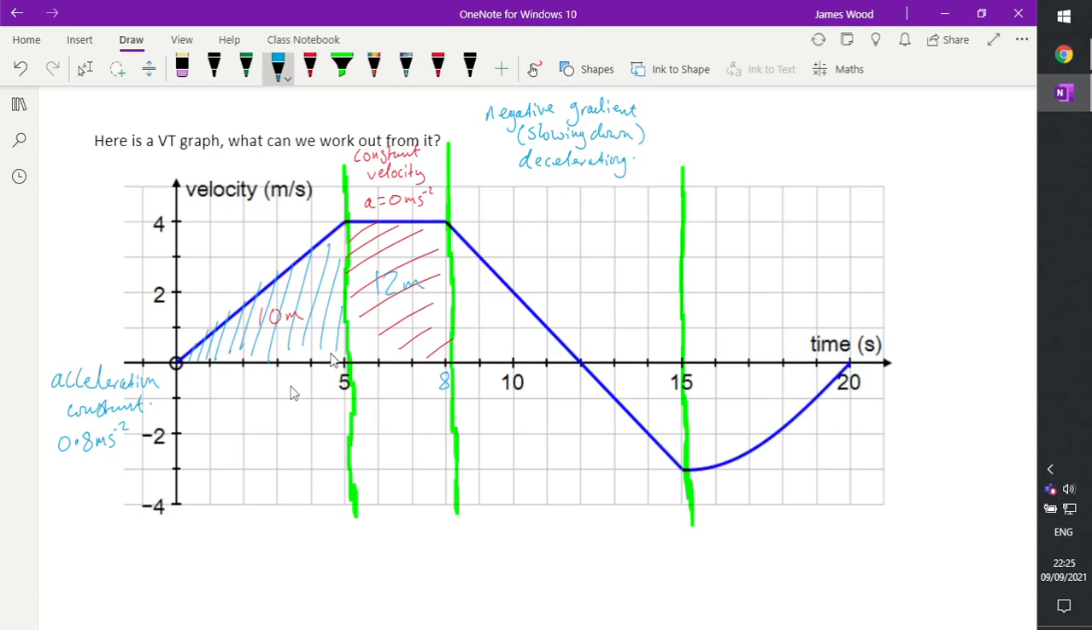Okay, maybe let's calculate what that is. So it goes from 4 all the way down to -3. So that's a change of 7. In fact, it's a change of -7. In terms of time, it goes from 8 seconds to 15 seconds. So that's 7 seconds. So it's deceleration. Well, it's decelerating at 1 meter per second squared, or we could say its acceleration is -1 meter per second squared. It's slowing down at a rate of 1 meter per second squared.